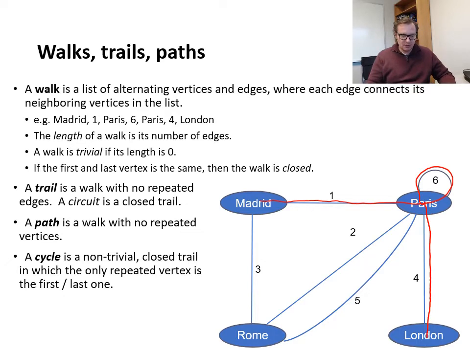The length of a walk is its number of edges. So the length of this walk will be 3. A walk is a so-called trivial walk if its length is 0. If the first and last vertex are the same, then the walk is closed. A trail is a walk that has no repeated edges. And a circuit is a closed trail.